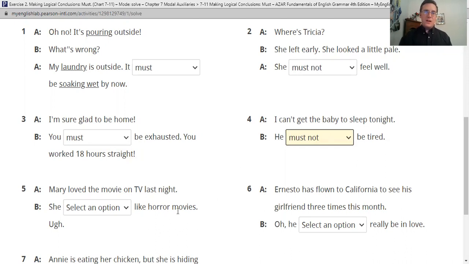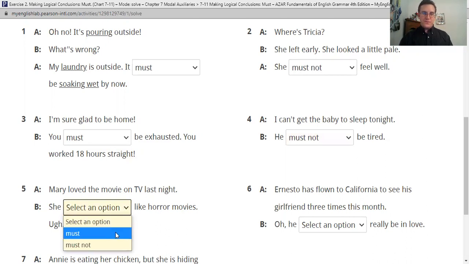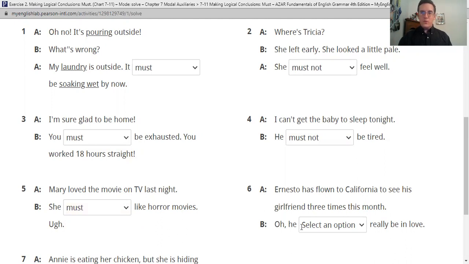Number 5, Mary loved the movie. Okay. If she loved the movie, she must like horror movies. Ernesto has flown to California to see his girlfriend 3 times. Wow, that's expensive. He must really be in love. Okay, one more practice exercise.